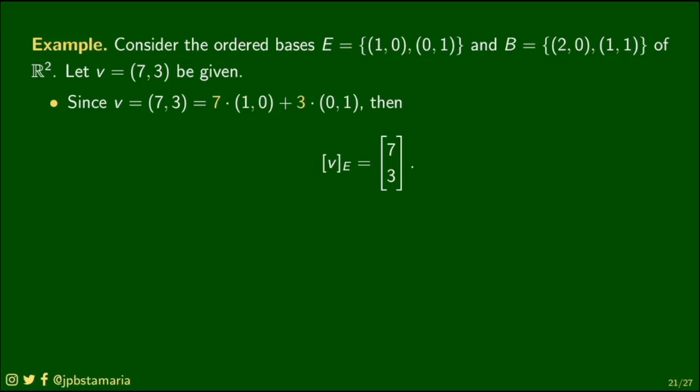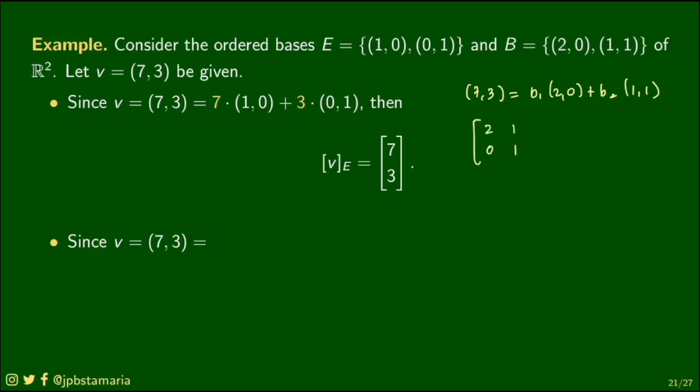But for the second one, how do you write (7, 3) as a linear combination of (2, 0) and (1, 1)? So we seek scalars B1, B2, right? Remember, this is the same as solving this linear system. This is the test vector. These are the given vectors. We have to solve this linear system.